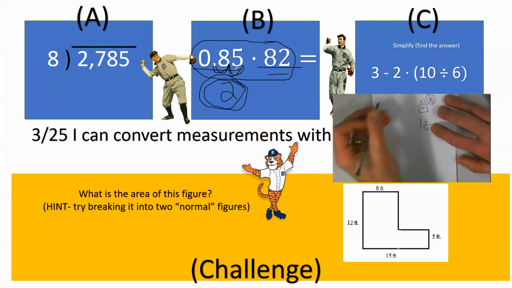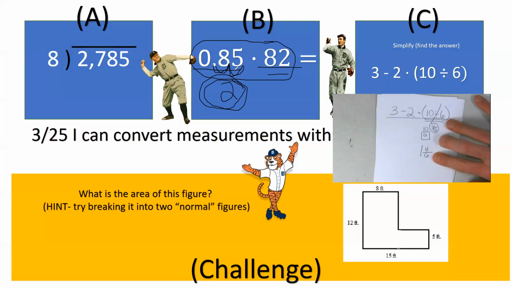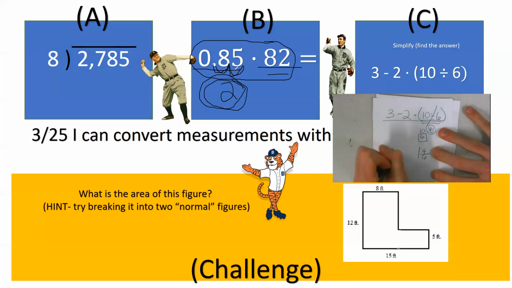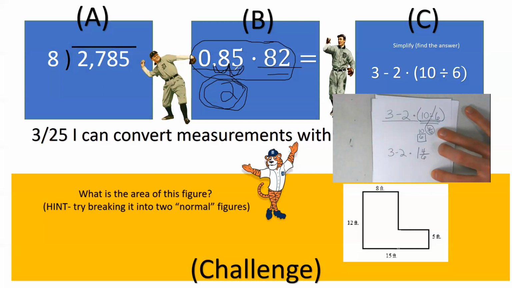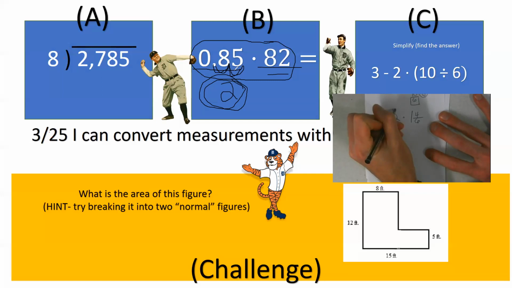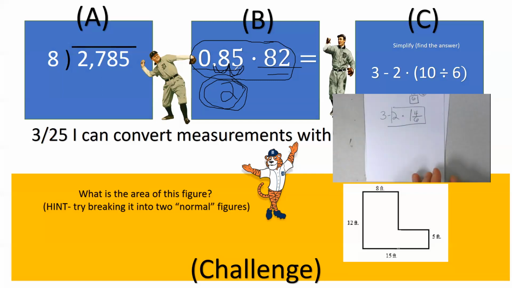Now, I'm going to rewrite things. I'm not going to try to do this first, because if I do, I'm going to say 3 minus 2 is 1, and that would not be right. So instead, I'm going to rewrite it. 3 minus 2 times 1 and 4, 6. Once I do that, I realize, oh, I have to multiply first.